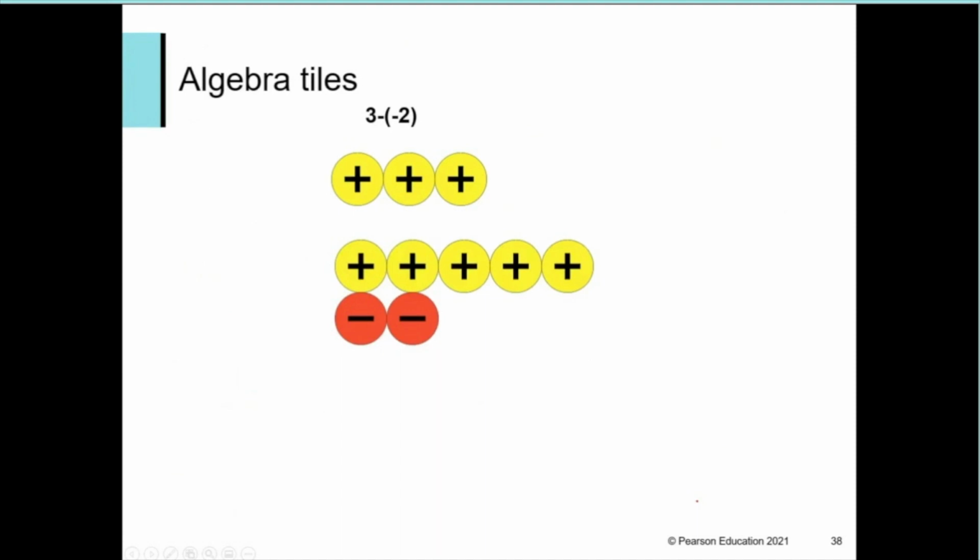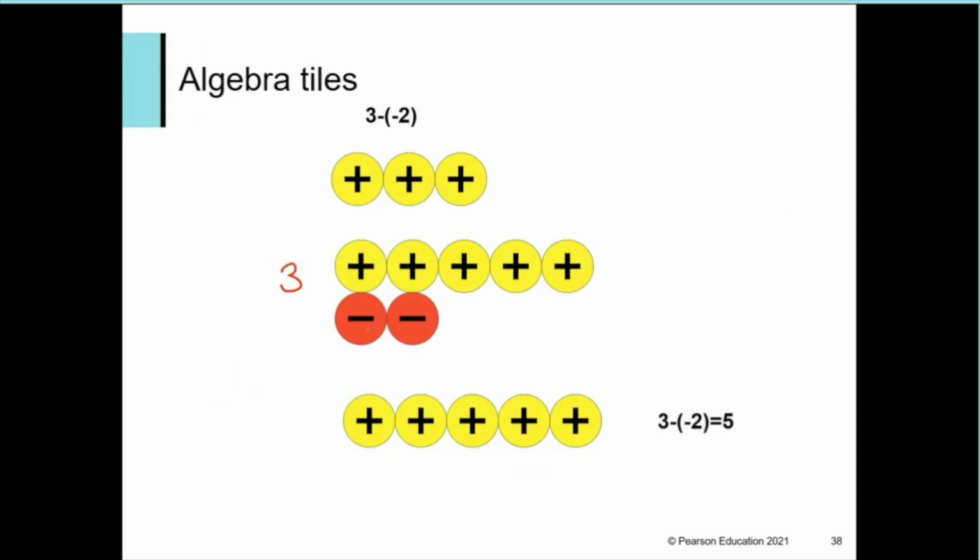So what you do is you add on 2 zero pairs. This still represents the number 3, because that's 2 zero pairs. But now I've got these negative 2's here, these 2 red counters that I can now remove. And by removing them, I'm left with 5. So I know that 3 minus negative 2 is 5.